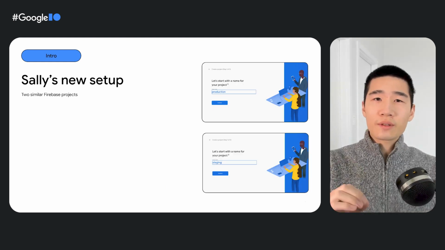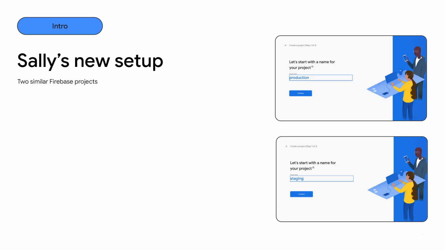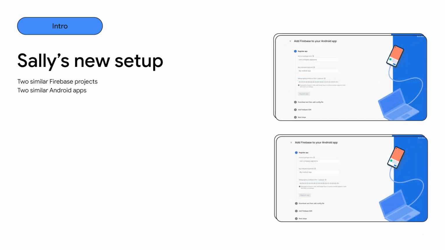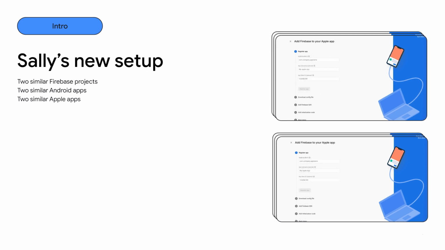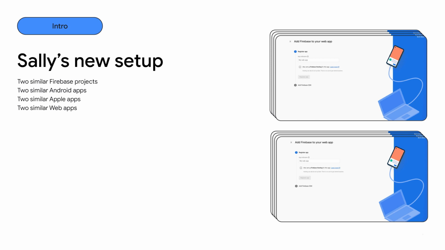Sally is quite familiar with the Firebase console. She opens up the Firebase console in two separate windows, side by side, so that she can work through setting up two identical Firebase projects, one for staging and one for prod. After the two projects are created, she adds an Android app to each project, and then an Apple app to each project, and then a web app to each project.